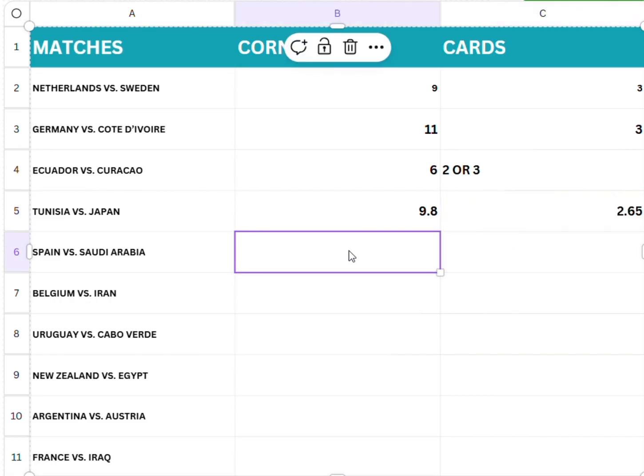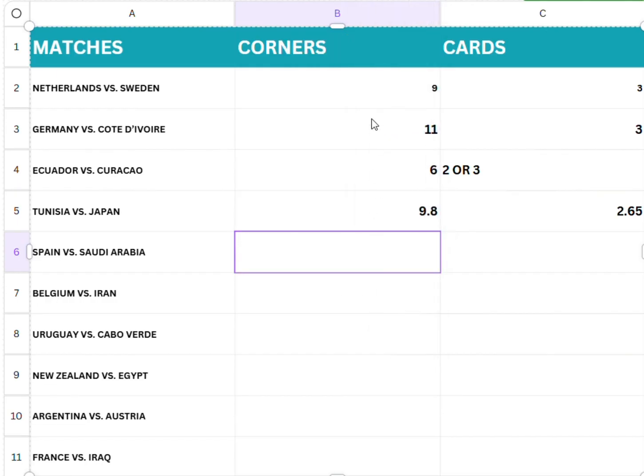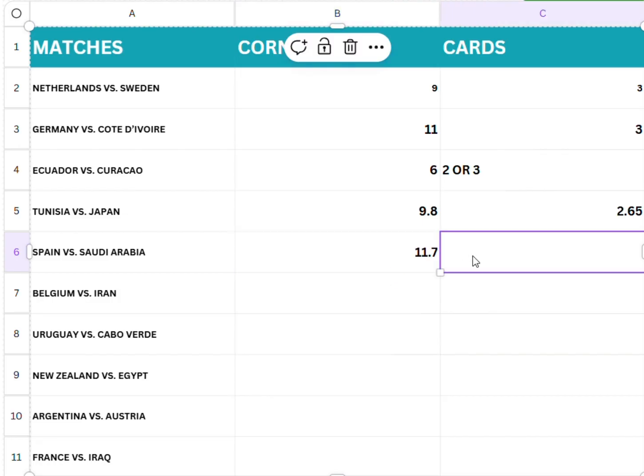For Spain versus Saudi Arabia, average corners so far for Spain is 6.8. Average corners for Saudi Arabia is 4.9. 6.8 plus 4.9 is 11.7. So we are looking at about 12 corners here.